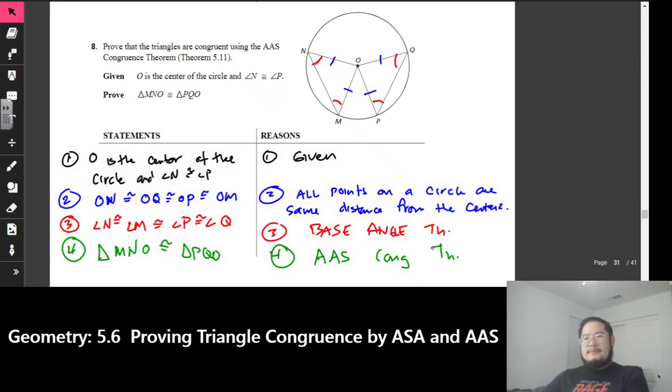All right, so there you have it. You now know how to solve or prove triangles are congruent by ASA and AAS. Okay, remember, don't ever use angle, side, side.